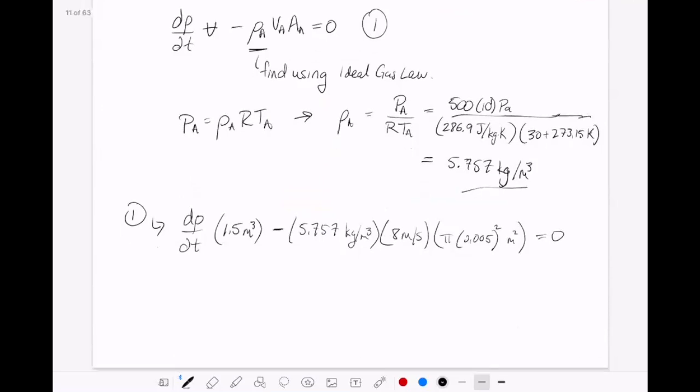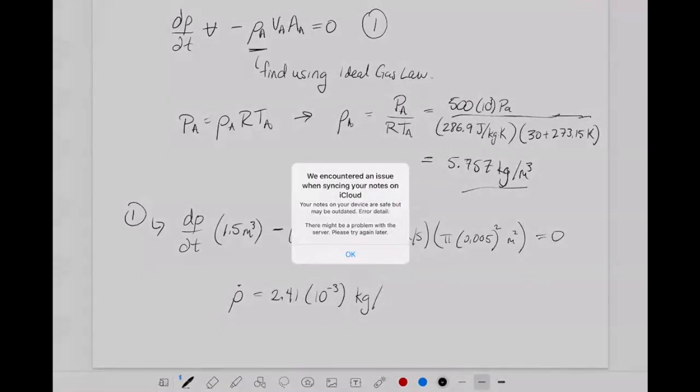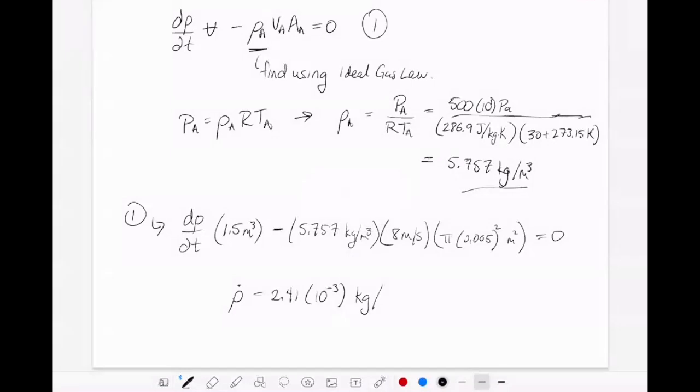So if we solve this, the only thing we have left is the time rate of change of our density. And if we solve this, we should get 2.41 times 10 to the minus 3 kilograms per meter cubed per second.